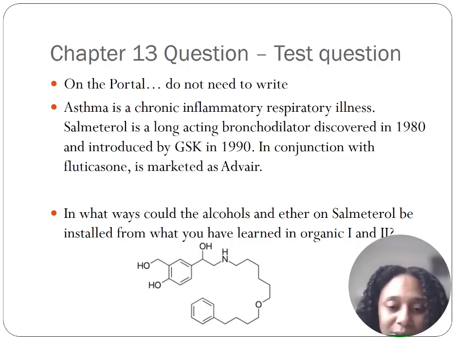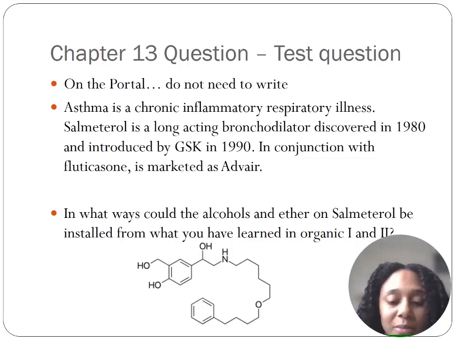But this particular molecule is a drug that's used for asthma. It's called salmeterol. It's a long-acting bronchodilator. I talk about this when I teach medicinal chemistry. This particular drug was introduced by GlaxoSmithKline in the 1990s, and sometimes you'll see it marketed with another drug, fluticasone, which is Advair. But it's used by people who are asthmatic.